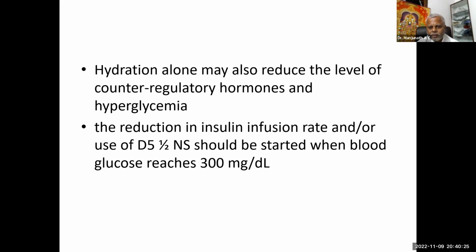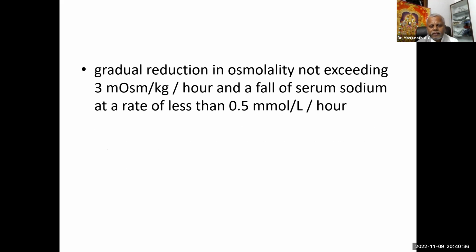The reduction of insulin infusion rate and/or use of 5% dextrose normal saline should be started when blood glucose reaches 300 milligrams. The gradual reduction of osmolality not exceeding 3 milliosmoles per kg per hour and a fall of serum sodium at a rate less than 0.5 millimole per liter per hour is the target. Otherwise, the patient can have other complications like even cerebral edema.